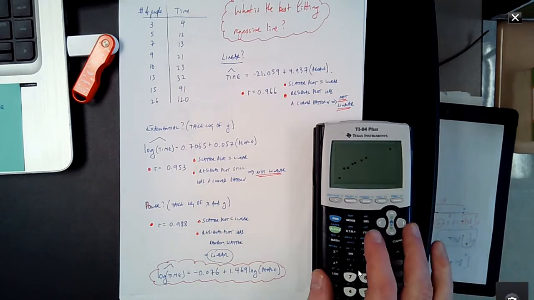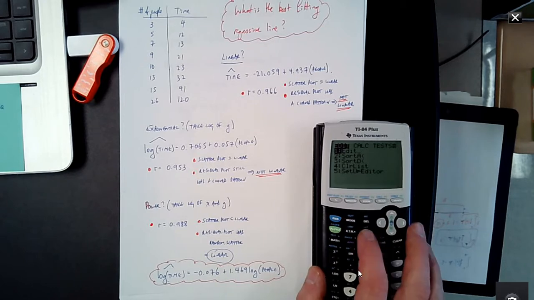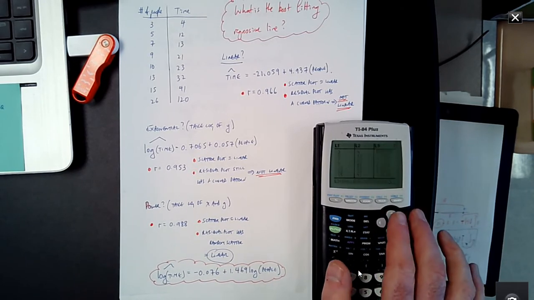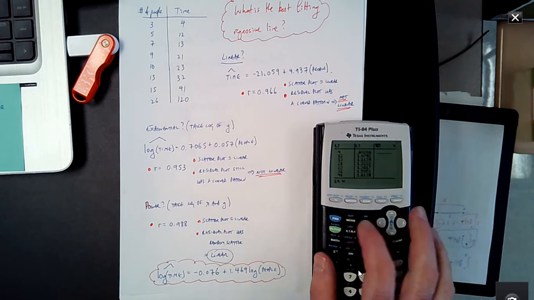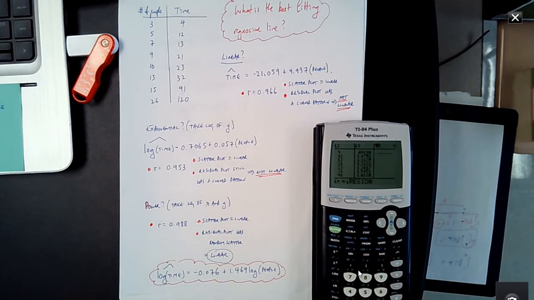I've already done the regression. So I go to Stat, go to Edit, and this time we're going to go to L4, because remember in L3, that's where I have all my logs of the times. And we're going to do Second Stat, which is the list, and go to RESID, the residuals, and then press Enter. So these are all my residuals.